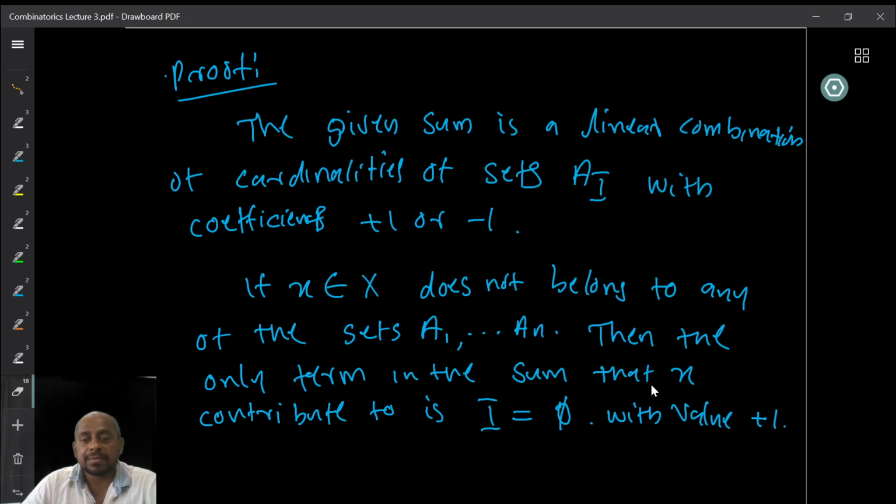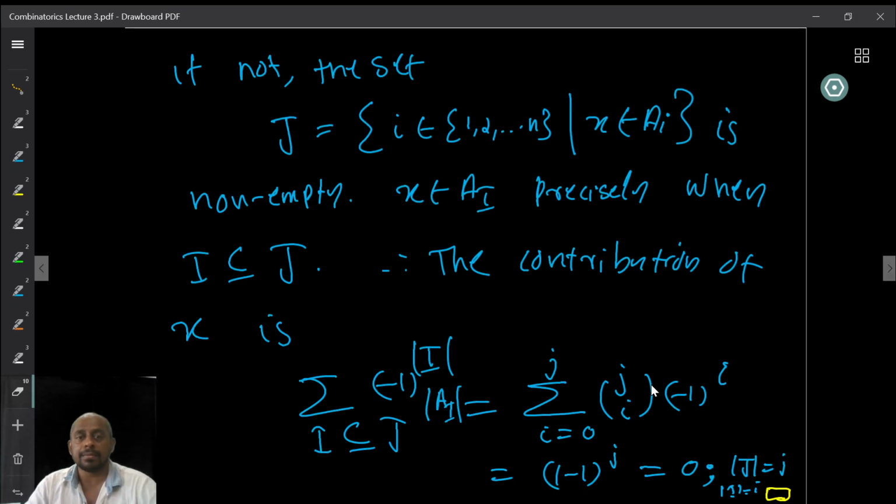Now we look at the elements which appear in at least one of the A_i. If X appears in at least one of the A_i, you consider the set of indices i in which X appears. Let J be the collection of the indices i such that X is in A_i. Now this is a non-empty set because X appears in at least one of the sets. X belongs to A_I precisely when I is a subset of J, because by definition of J, if X is in A_i, then that index is in J.